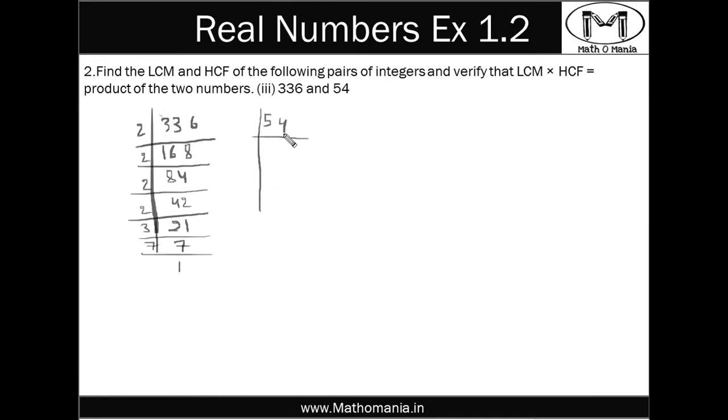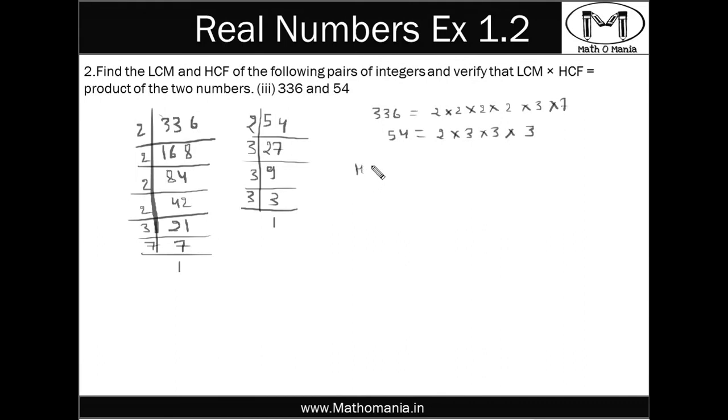Now solving 54. On dividing by 2 we'll get 27. On dividing by 3 we'll get 9. And further dividing by 3 we'll get 3. And then by 3 we'll get 1. So this 336 can be written as 2 into 2 into 2 into 2 into 3 into 7, whereas this 54 can be written as 2 into 3 into 3 into 3.